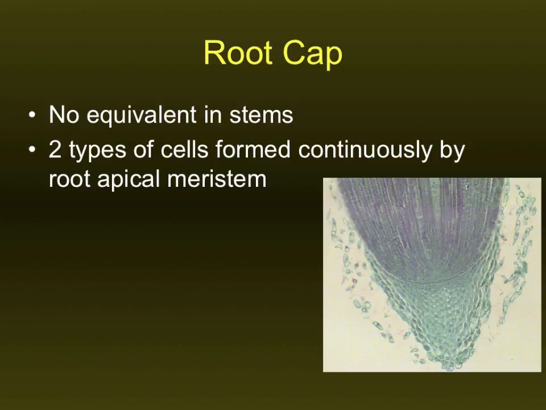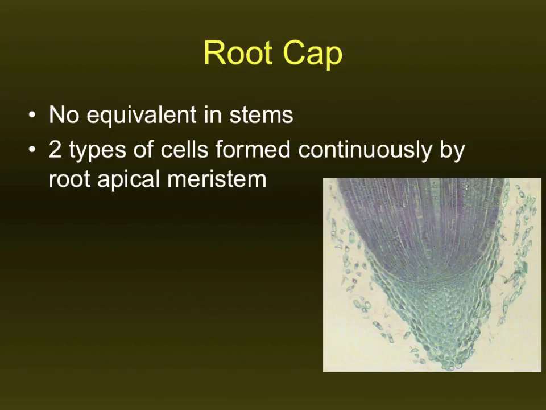So the root cap is a very different kind of structure than what we see in the stem. We talked before in the first section about how stems, growing into air, is a much safer kind of environment than moving through the soil. So the stem doesn't really have anything as an equivalent to what we would call a root cap.